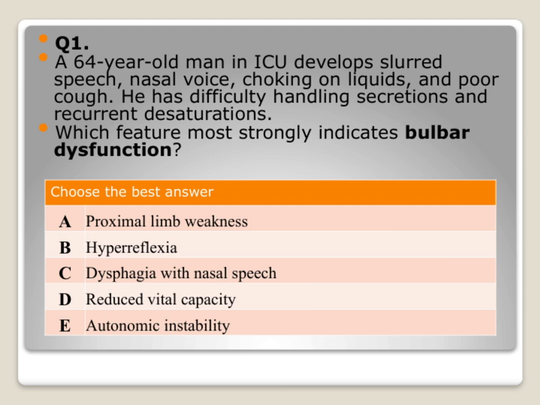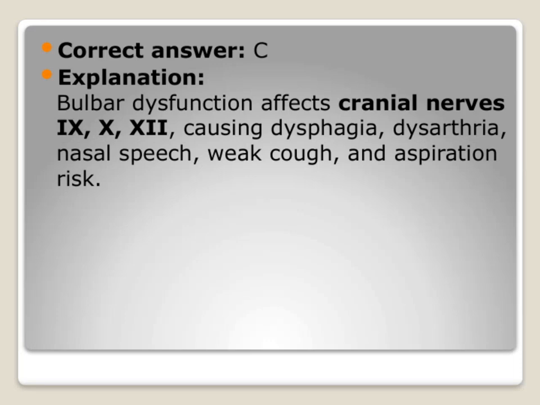So, in essence, when you see symptoms like dysphagia, nasal speech, and difficulty handling secretions, think of bulbar dysfunction. This helps us differentiate it from other neuromuscular issues that might primarily affect limb strength or reflexes. It's a good reminder of how important a detailed clinical picture is in guiding us toward the correct diagnosis, especially in complex ICU patients like this. Let's take a closer look at the correct answer, which is C.